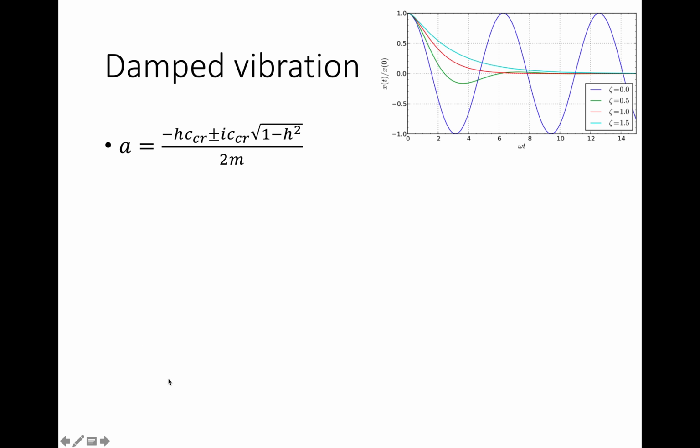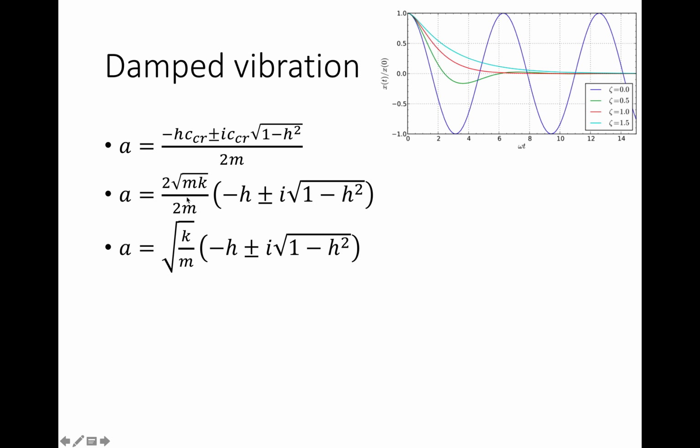Generally, the result will have an imaginary number. Only if the resolution is an imaginary number will there be vibration. We'll see what's happening here. So a's general result will look like this. And the critical damping is 2 times the square root of mk, like this. So the 2m is cancelled, and this part becomes the square root of k over m. So what is left behind is minus h plus or minus i times the square root of 1 minus h squared.